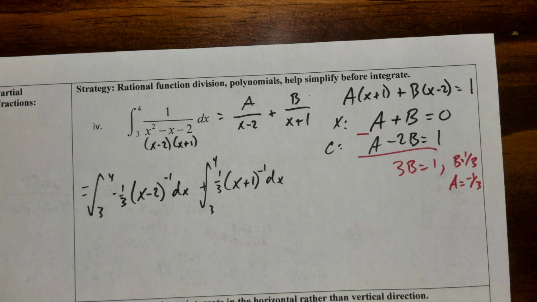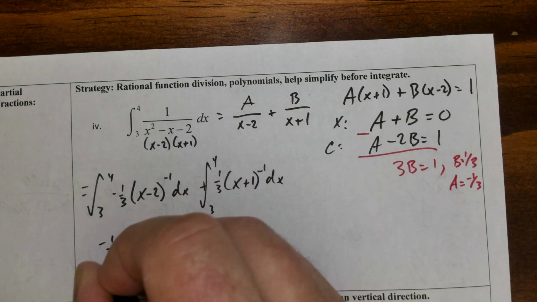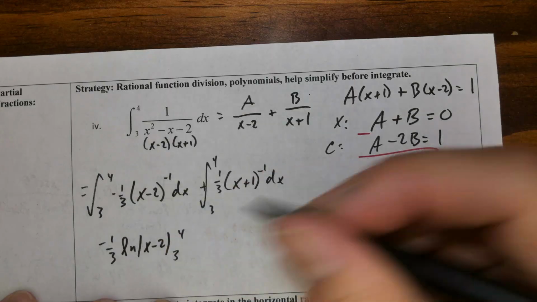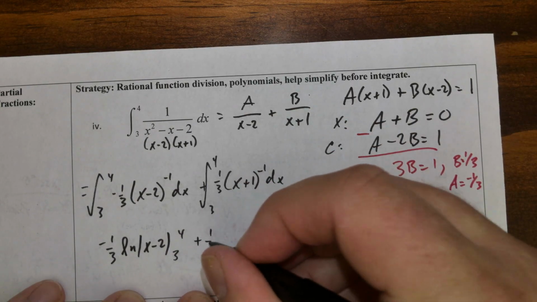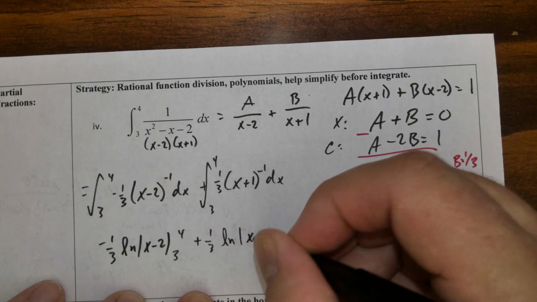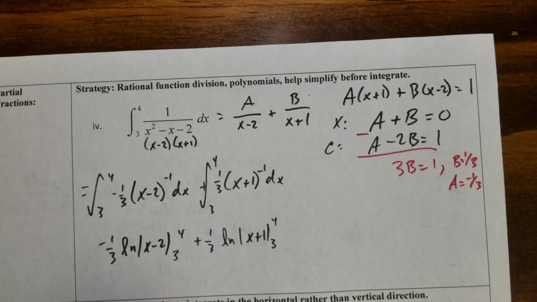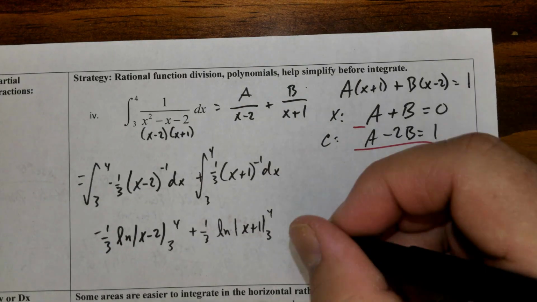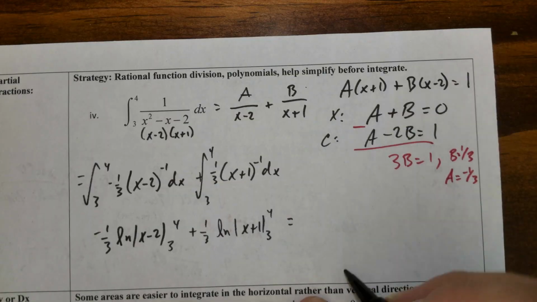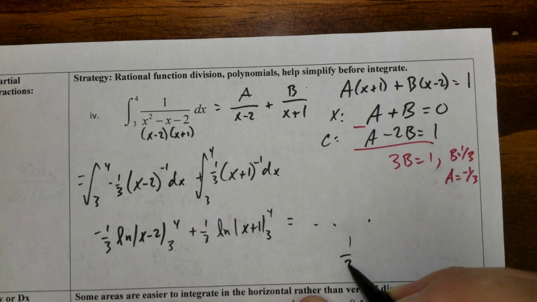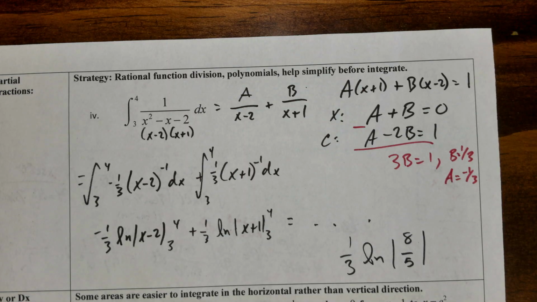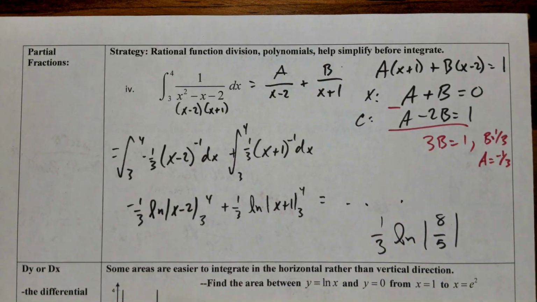I know these both become natural logs. So I get negative 1/3 natural log of the absolute value of this thing, evaluated from 3 to 4. And I know that I would also get plus 1/3 the natural log of this thing, also evaluated from 3 to 4. I'll plug in all my values. I'll simplify it out here. I believe in you to get all the way there. If you use your log rules to the fullest extent, 1/3 ln 8/5. And I love log rules for that reason. All right, onwards and upwards.